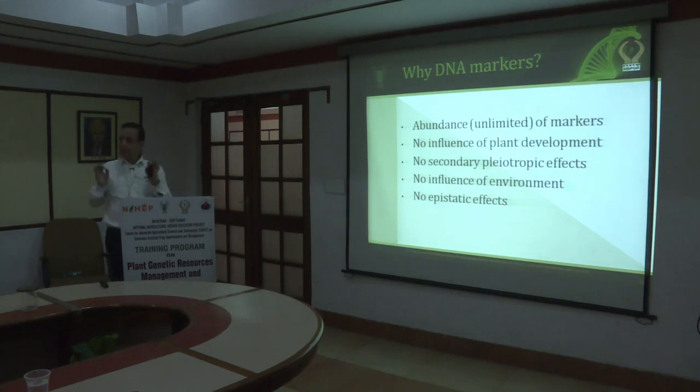So that is why DNA markers are very, very useful for identity testing, because number one, they are unlimited in number, and secondly, no influence of plant development. When you are growing those plants, you can have your DNA from stem, leaf, flower, bud, any part. DNA is same. What is DNA? Deoxyribonucleic acid. We are looking at a physical entity. So there's no influence of plant development on the DNA. No secondary pleiotropic effects. No influence of environment. No epistatic effects. Because DNA is a physical entity, we are looking at variation in that DNA only. It's not the expressed products of DNA, where we can anticipate some variations.